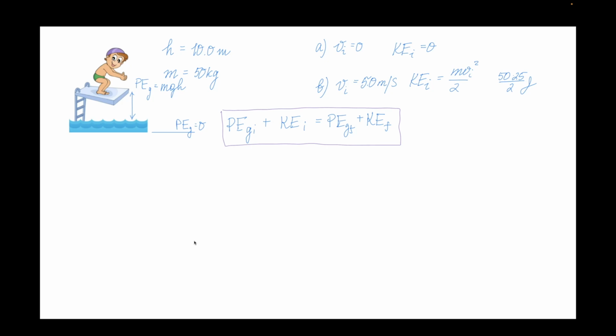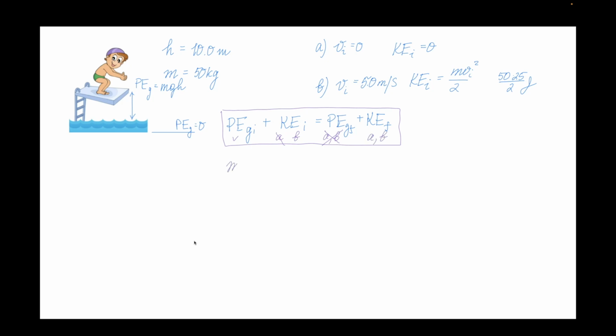Now we're going to use logic. So he does have initial gravitational energy? Yes. Kinetic energy in A? No, but in B, yes. And then finally, in both A and B, there is no gravitational energy left, and in both A and B, there is final kinetic energy.